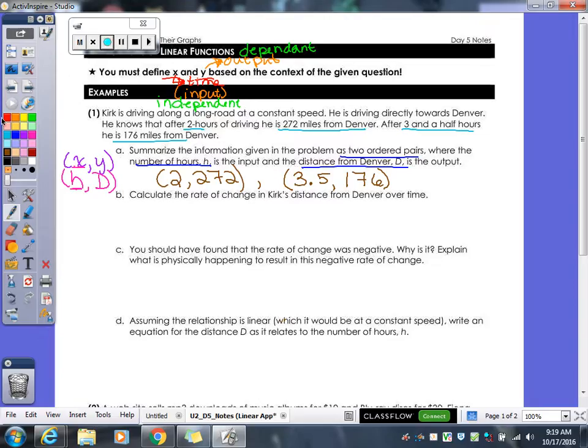Part B, they want us to calculate the rate of change in Kirk's distance from Denver over time. So we know that phrase, rate of change, that tells me we need to use our slope formula. Remember, this is our x1, y1, because it comes from my first point. x2, y2, because it comes from my second point. So we're just going to use our slope formula: y2 minus y1 over x2 minus x1. Doesn't matter. If you put y1 first, then x1 has to be first on the bottom.